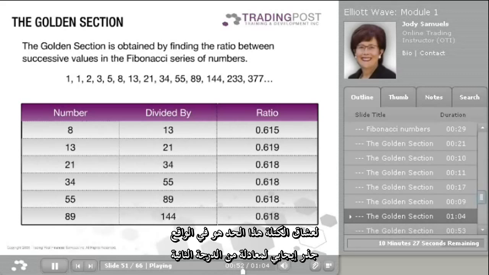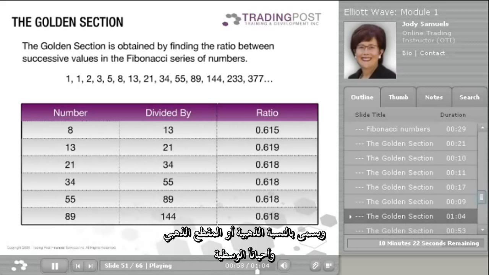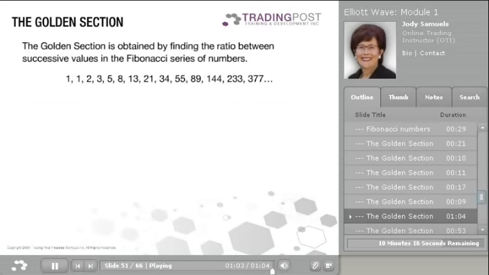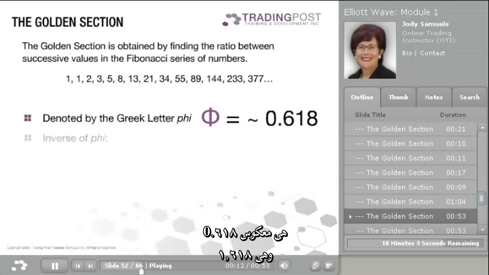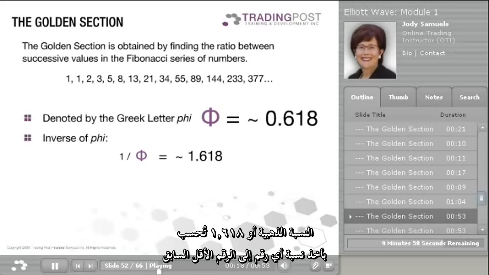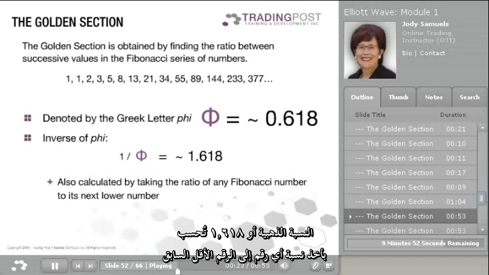For math enthusiasts, this limit is actually the positive root of a quadratic equation and is called the golden section, golden ratio, or sometimes the golden mean. The golden section is normally denoted by the Greek letter phi. There are also other properties of these numbers which are worth noting. As discussed, 1 over phi is the inverse of 0.618, which is 1.618. 1 over phi, or 1.618, is also calculated by taking the ratio of any number to its next lower number.